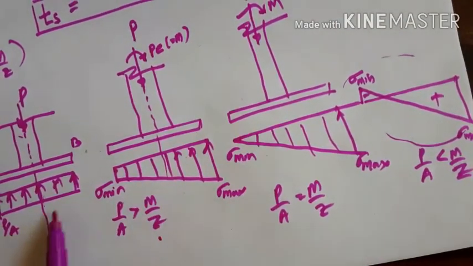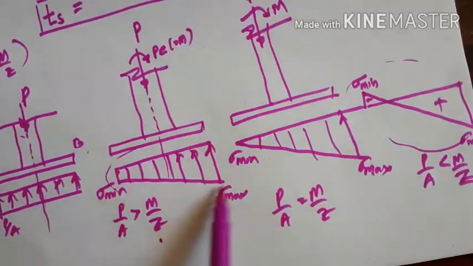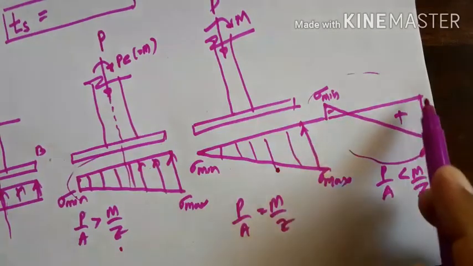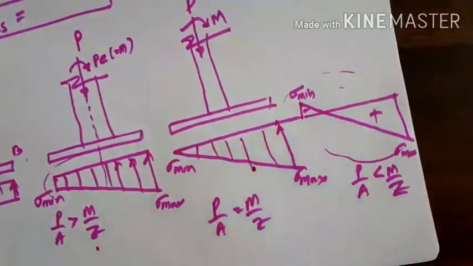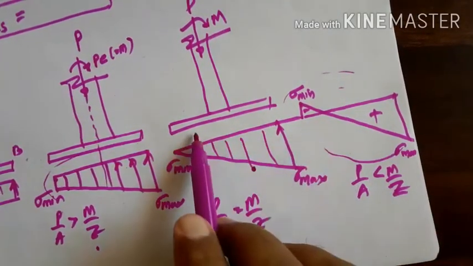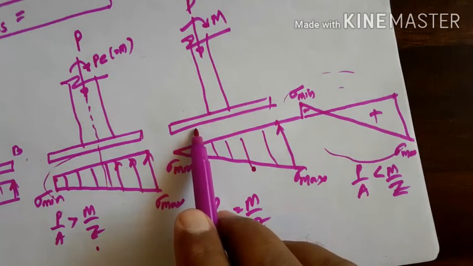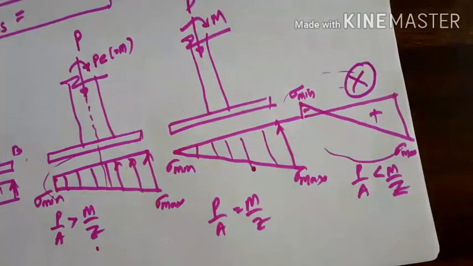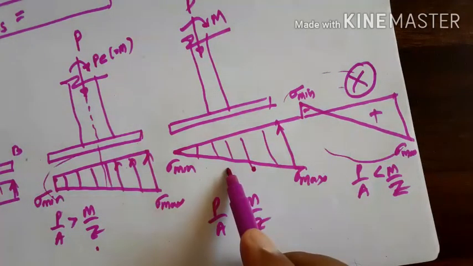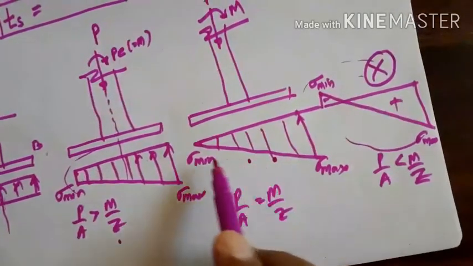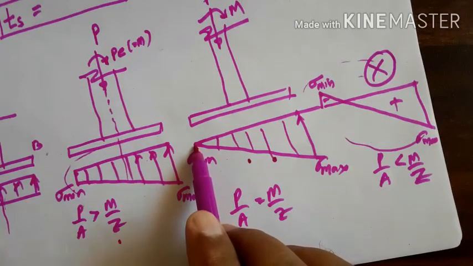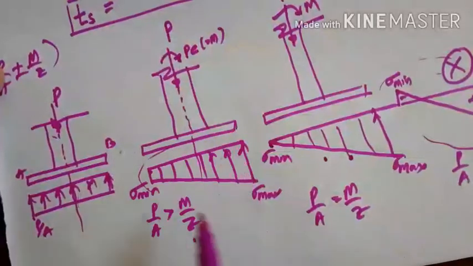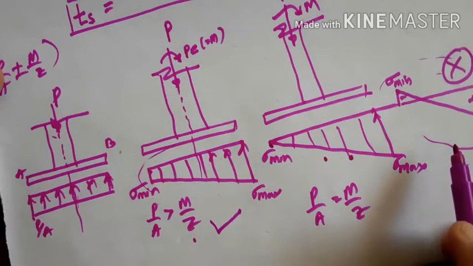At all times you should have at least this. We never ever have this type of stress distribution, because it will create tension at the bottom and hence lead to failure. So this is not preferable. At least we should get this one, or at last the stress should be zero here. It should not go to the negative side. So this should always be preferred.